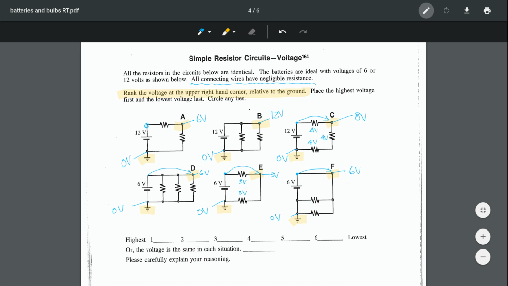Okay, so now I'll rank this. The highest one looks like that 12 volts, case B. And what else comes next? C at 8 volts. And then it looks like A, D, and F are all at 6. And then case E is 3 volts. I'm going to check my answer real quick before moving on.